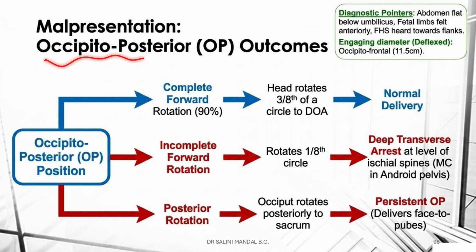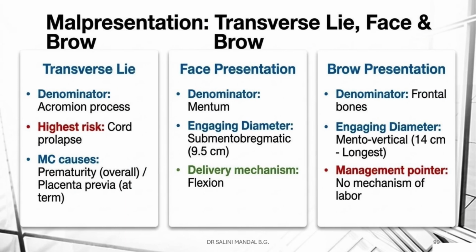In the occipito-posterior position, the engaging diameter is the occipito-frontal one, that is 11.5 centimeters. Coming to the transverse lie, face and brow. In case of transverse lie, the denominator is the acromion process. The highest risk is cord prolapse. Prematurity and placenta previa are the most common causes, and because of transverse lie, these complications can come.